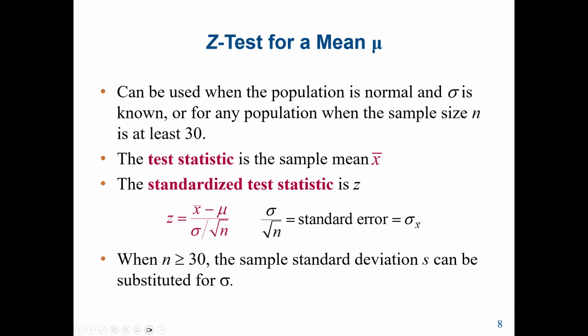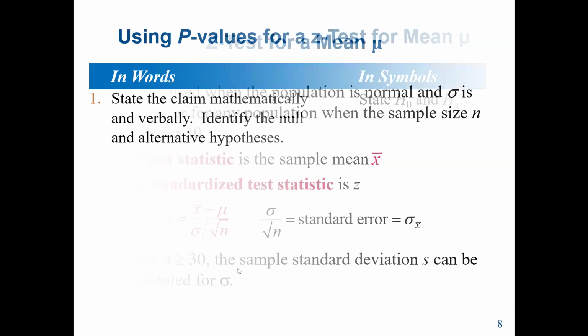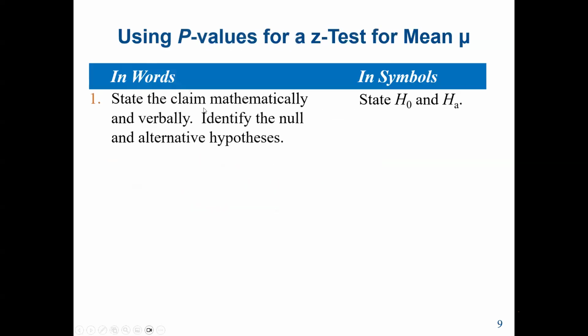Okay. Now, when n is greater than or equal to 30, then the sample standard deviation s can be substituted for the population standard deviation. So we are using the sample standard deviation instead of the population standard deviation, only if the sample size is large, which means greater than or equal to 30. So those are the steps here.